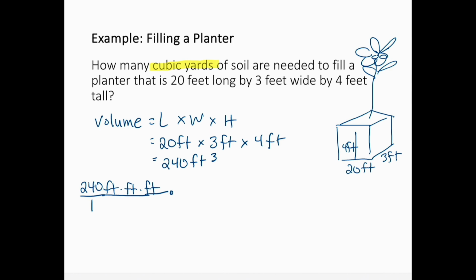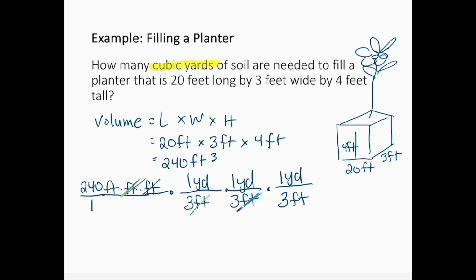Now I know the relationship between feet and yards, but because this is cubed, I'm going to have to do it 3 times. So I have 3 feet is equal to 1 yard. That's going to cancel out this foot with this foot. I still need to do it 2 more times. So I have 1 yard is equal to 3 feet. So this is going to cancel out with this now. 1 more time. I have 1 yard divided by 3 feet.